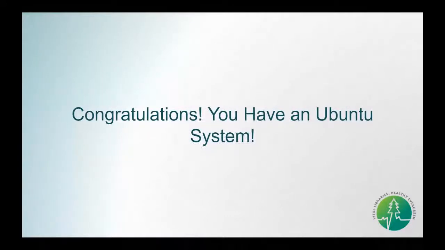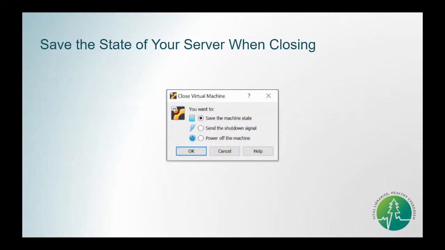So at this point, you've built an Ubuntu system. We're halfway there. I mentioned before, it's the end of the day. You want to savor your success for the end of the day. If you hit the X in the upper right-hand corner of that terminal window that VirtualBox gives you, you will get this box, and you can power off the machine, send a shutdown signal, or save the machine state. And I almost always save the machine state unless I'm doing something that requires a restart. So I save the machine state so it will be exactly where I left it the next time I open it up.